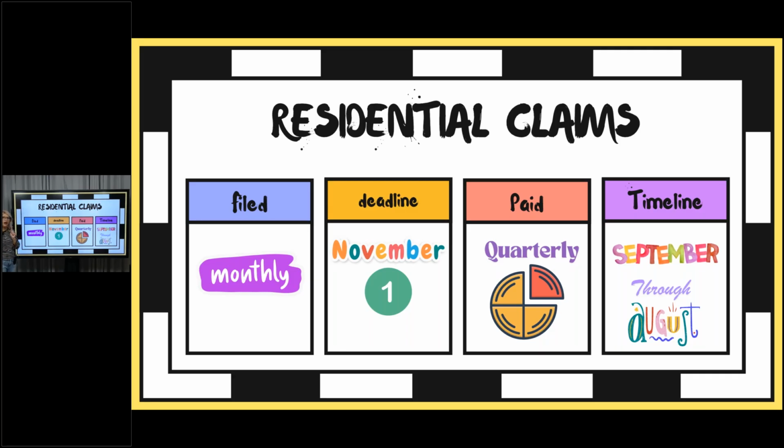So when do you file residential claims? Monthly. Do you have to? No, but you can, and you should when you can. So right now, you could go in and file your September claim because the month is over. So at the end of each month, you can go in and make the claim, but you have to make sure that the rates are set.